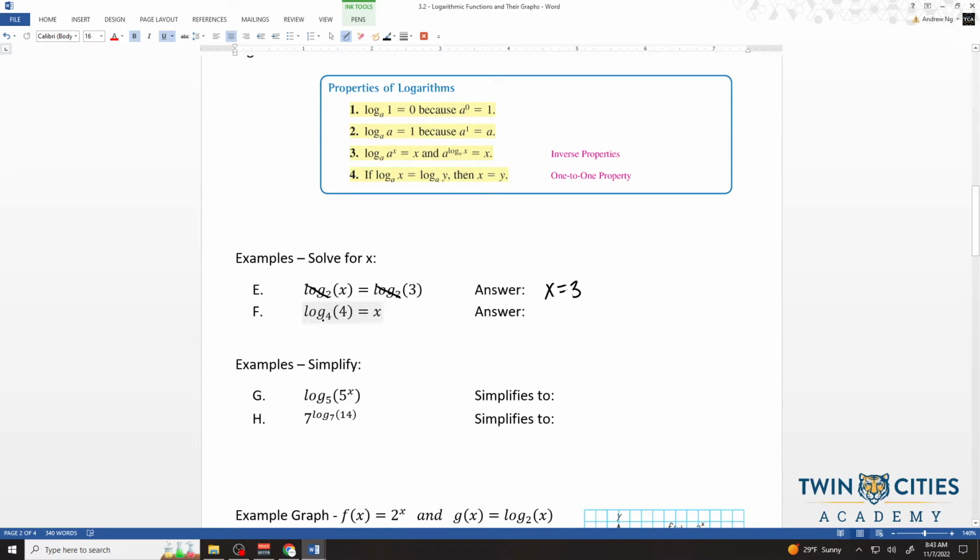Okay, f, log base 4 of 4 equals x, solve for x. I see property 2 here says log base a of a. Okay, log base a of a equals 1 because a to the first power equals a. So since this base is the same as what I'm taking the logarithm of, then this is just going to be x equals 1 by property 2.